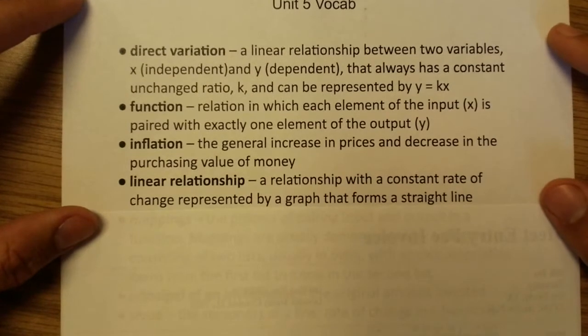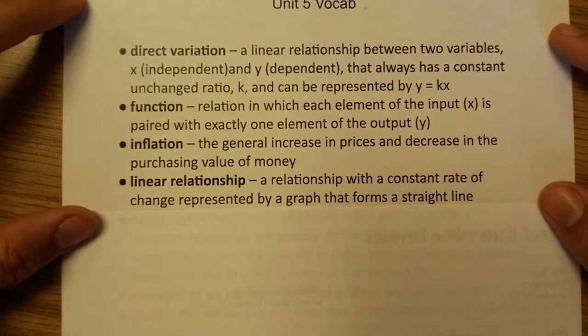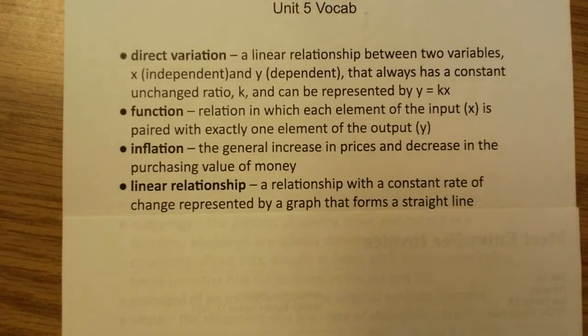Okay, the next word is linear relationship. That should not be a new term. It's a relationship with a constant rate of change or a constant slope. We know rate of change and slope are the same thing. It's represented by a graph that forms a straight line.